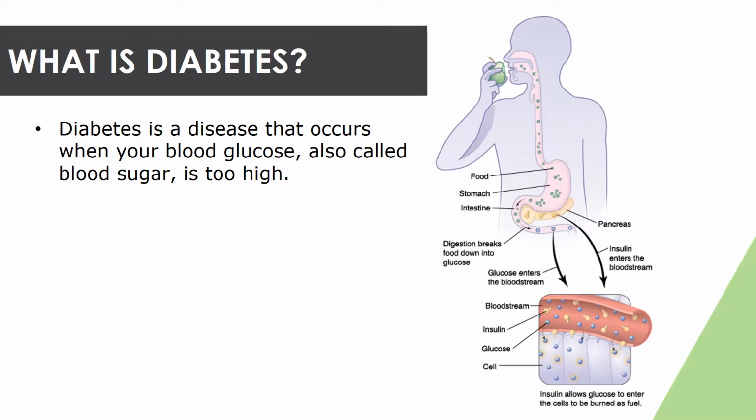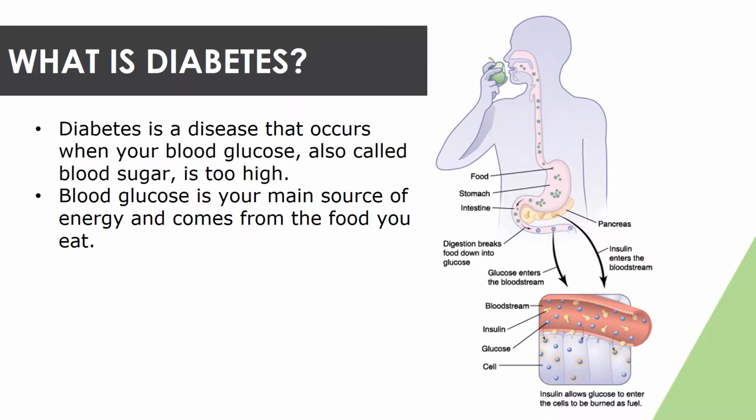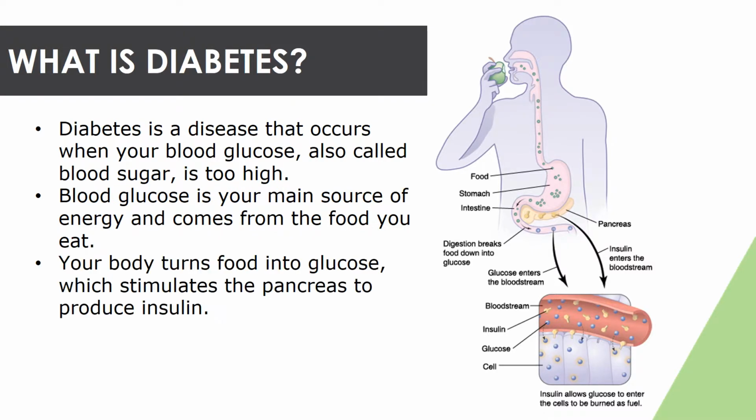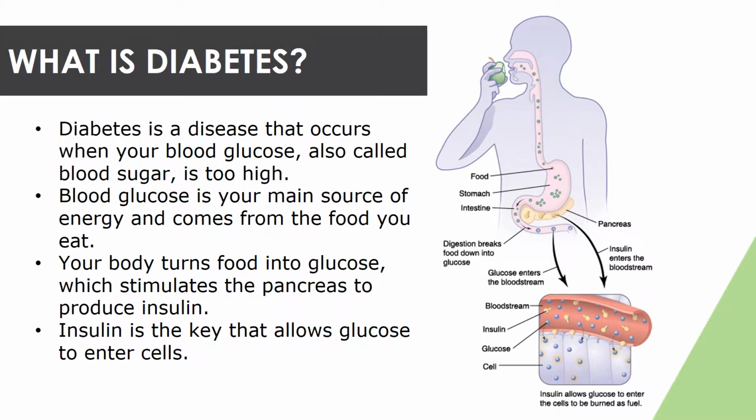So what is diabetes? Diabetes is a disease that occurs when blood glucose or blood sugar is too high. Blood glucose is your main source of energy and comes from the food you eat. Your body turns the food you eat into glucose, which stimulates the pancreas to produce insulin. Insulin is the key that opens up cell doors for glucose to be stored as energy.